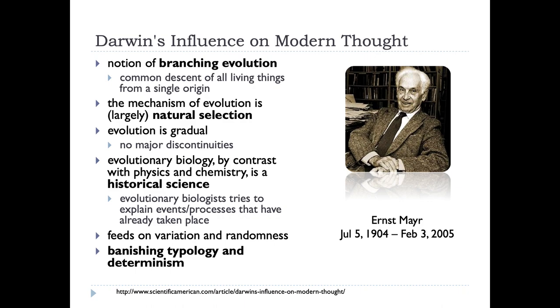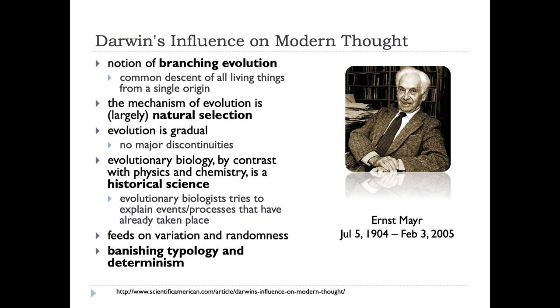We're not just looking at what's going on now, but we're looking at how these processes worked in the past. The idea that feeds on variation and randomness. So for a physicist, if they take one electron, it's basically a representative of all electrons in the universe. It's just the same kind of thing. Whereas for us, any organism that we see there is just one example of that species. And there is lots of variation in the species. And some people find that quite troubling. They don't like this mess of variation. But that is the seed corn of what we do in evolutionary biology.